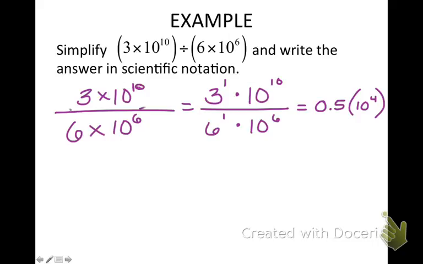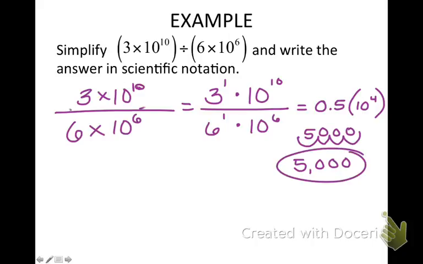Not. They're not the same bases. It only works when you have the same base. 3 and 6 are not the same base. So am I moving my decimal to the right or to the left? To the right, how many spaces? 1, 2, 3, 4. So we get 5,000. We get there?